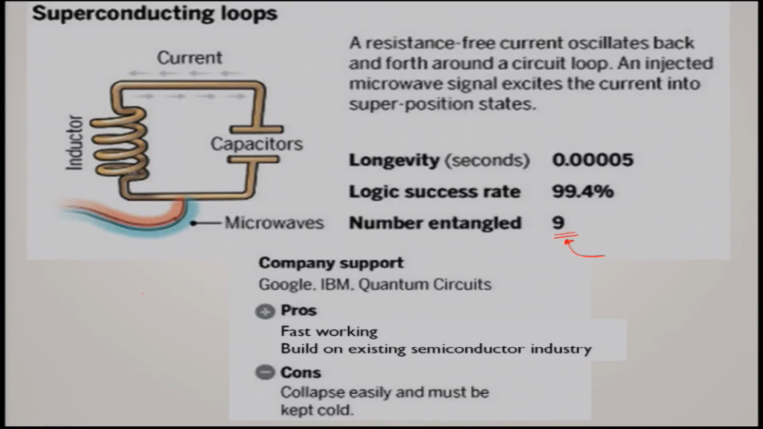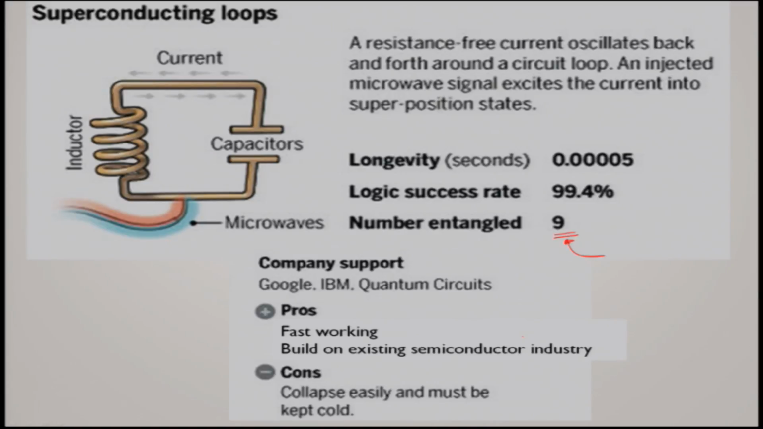However, one advantage of this approach is that it is open source as of now for many other companies to look at, and therefore Google, IBM and Quantum Circuits are looking at these kinds of approaches. It has the advantage of fast working, and it is built on the existing semiconductor industry. The disadvantage is that the collapse is easy and it must be kept cold. So, many of these quantum computing approaches, including the most commercially successful D-Wave ones, have their difficulties, and there are commercial attempts in many different cases.